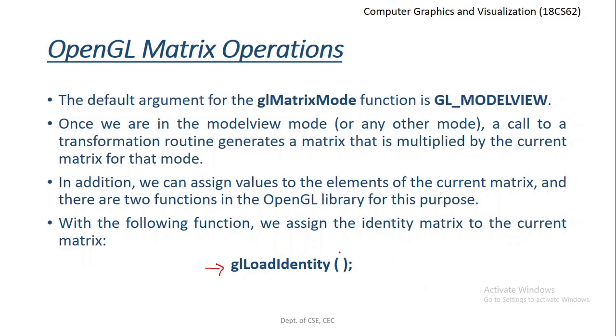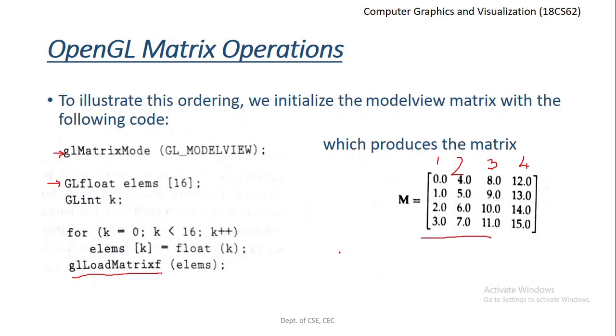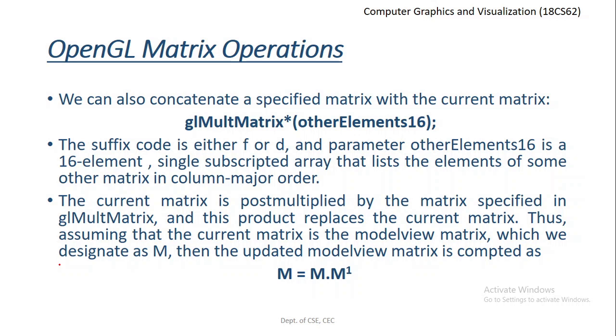If you don't want to use the identity matrix and you want to specify some other elements, you need to use the function glLoadMatrix. So remember, for matrix operations we discussed three functions till now: glMatrixMode, glLoadIdentity, and glLoadMatrix. Now we can also concatenate the specified matrix with the current matrix. Whatever current matrix we have, we can post multiply it with some other matrix. To do that, you have an OpenGL function called glMultMatrix.